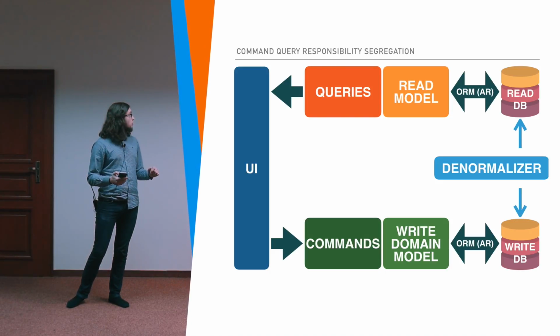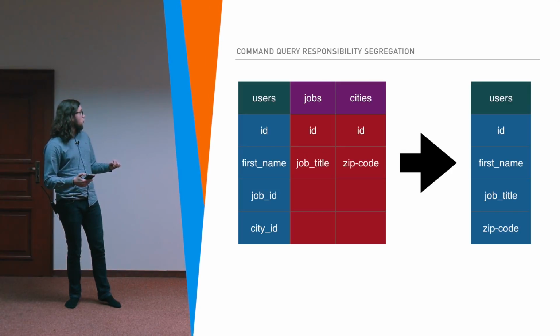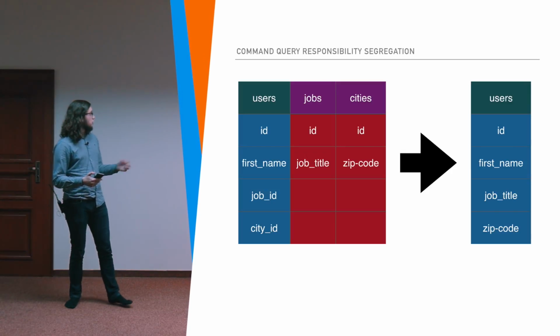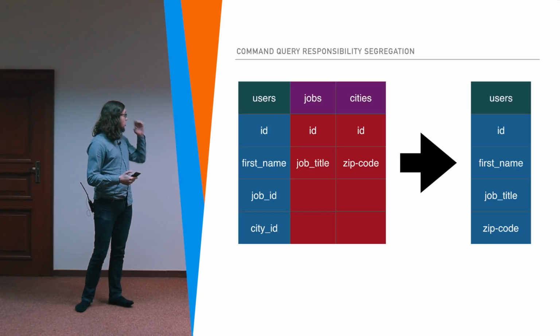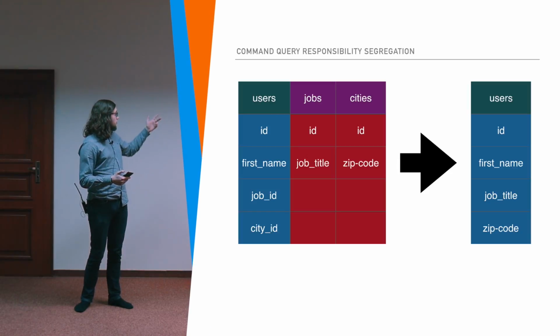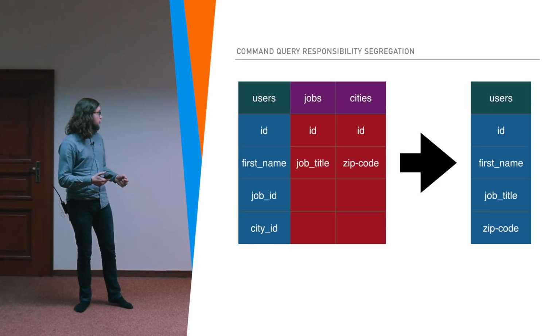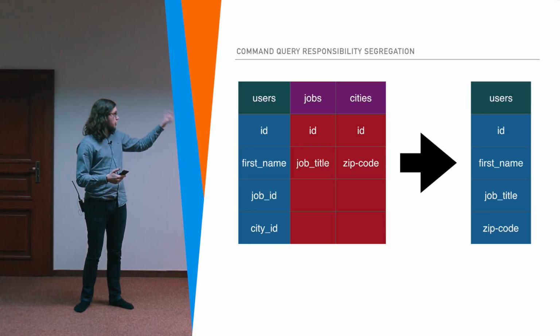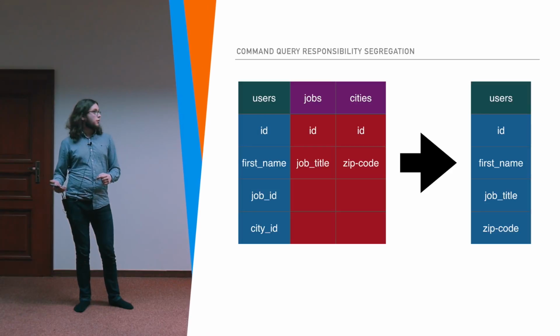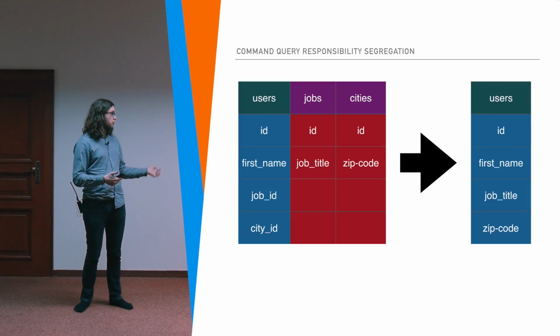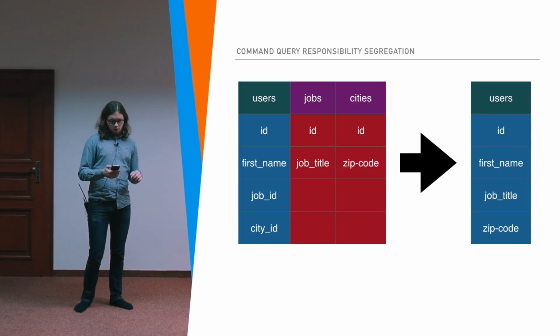And okay, here is how the denormalization works, more or less. When you have three tables which reference each other, you can denormalize that, and in the denormalized database you can have the same thing without joins, more or less.